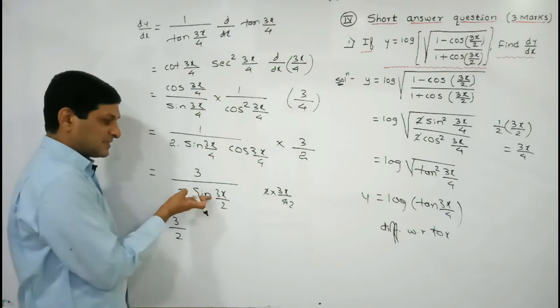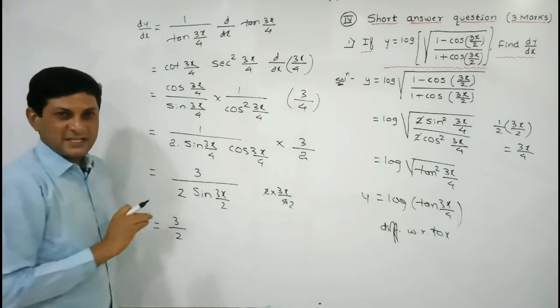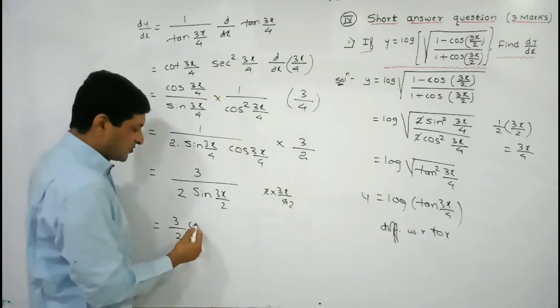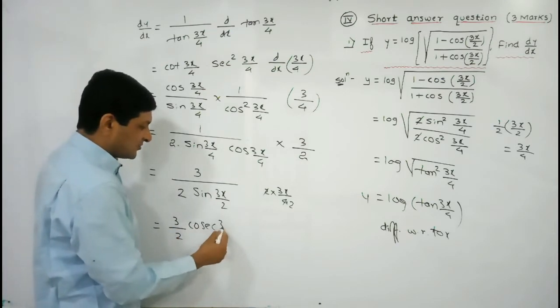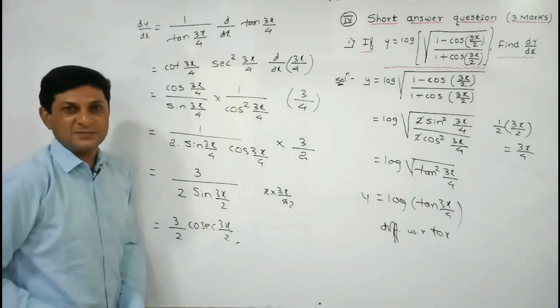Now if we shift this sine into the numerator, meaning if we take the reciprocal of sine, we will get what? Cosec. So cosec 3x by 2, and this is the differentiation of this function.